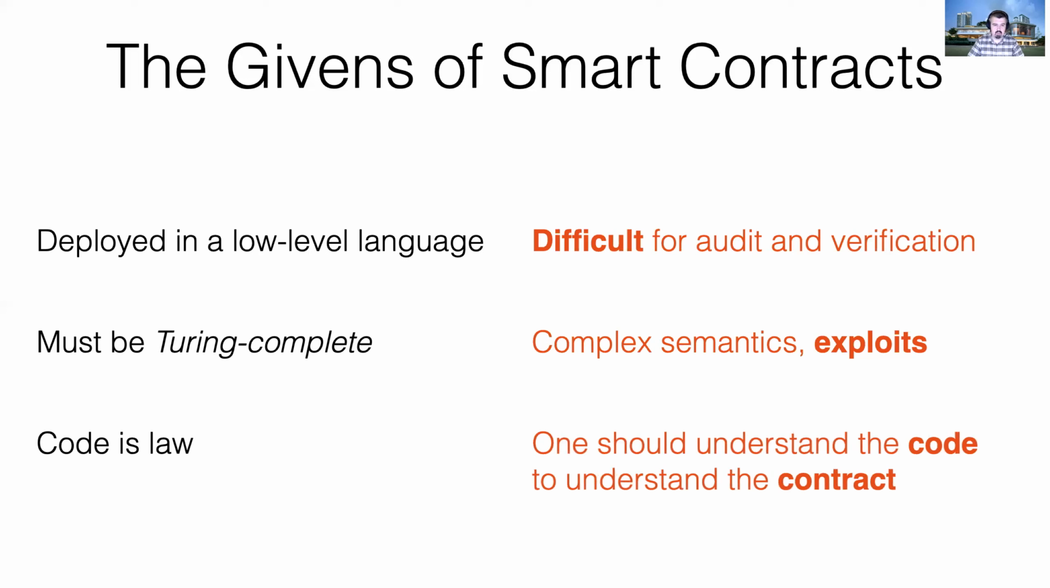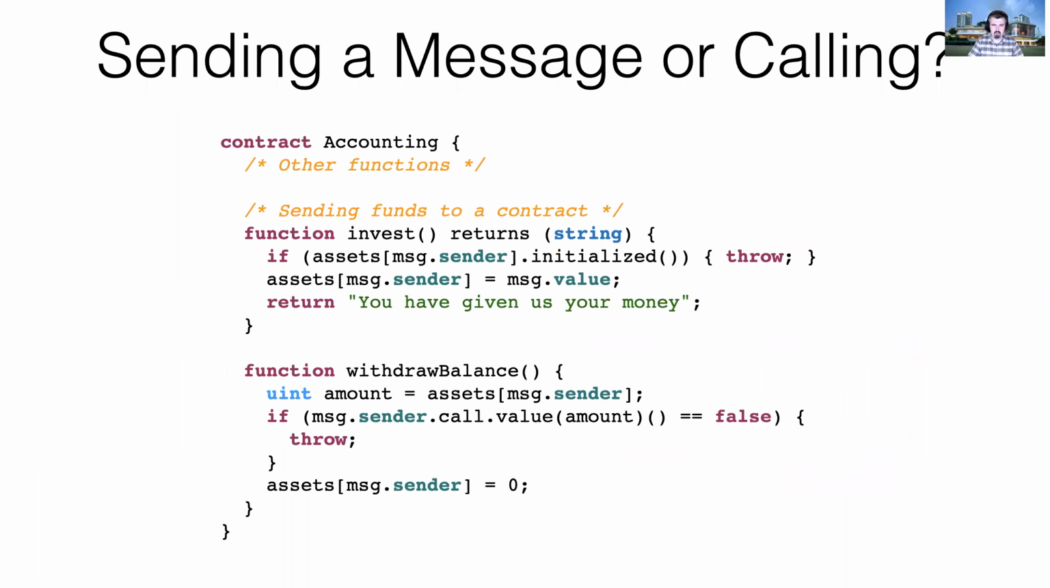Finally, if we consider the code as the ultimate law, one should be able to understand the code, to understand the contract. And we cannot really expect that everyone will come with the desire or even expertise to read the code of the contract. So we really need to build the tools that extract the essence of this contract. And again, doing that is difficult if your contract is written in a low-level language.